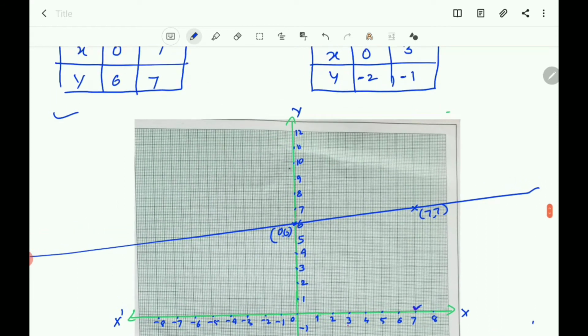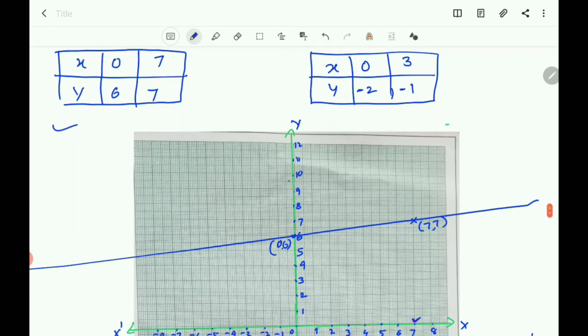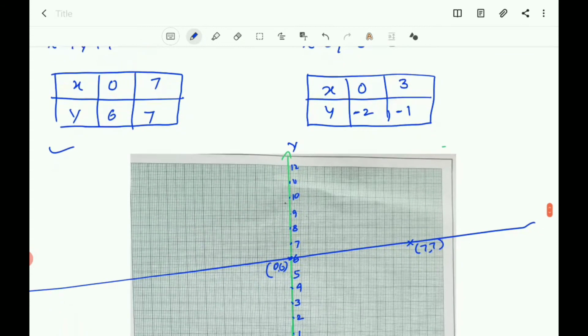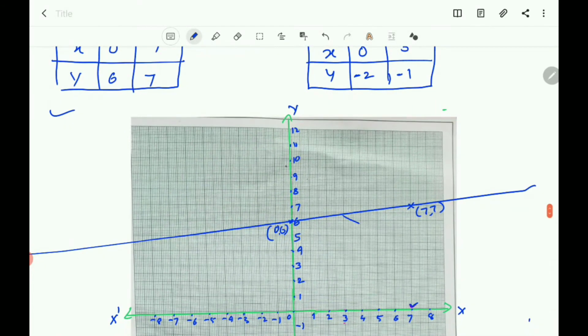This is the straight line of the equation x minus 7y plus 42 equals 0. Here two points, (0, 6) and (7, 7), are solutions, and you can have an infinite number of solutions for this equation.